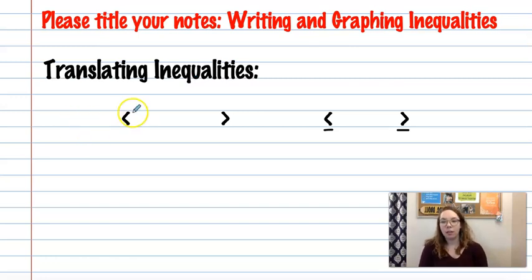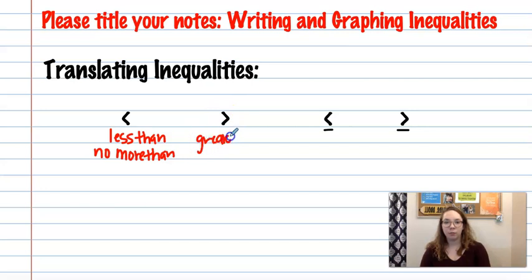So if I have this symbol, we read it out loud as less than. But sometimes in word problems or number sentences, we can also swap it out with no more than. That's a common one we'll see. The opposite, the other direction, is greater than. And we also sometimes will see that as no less than, which should make sense. These are opposites.